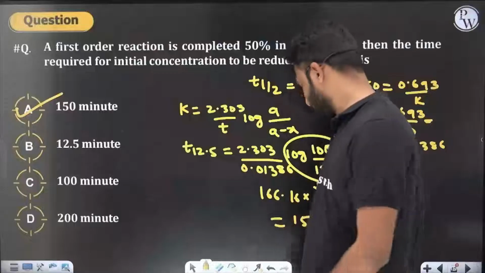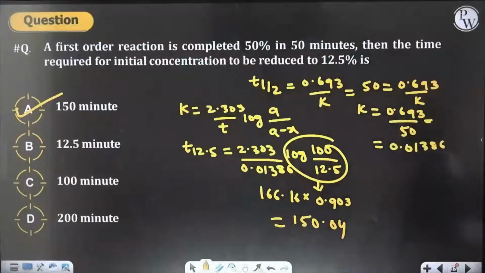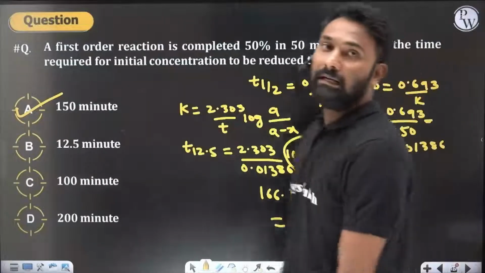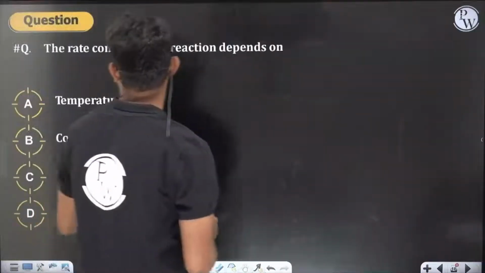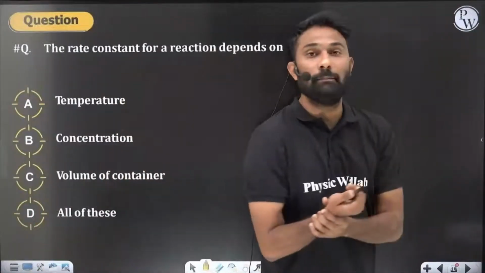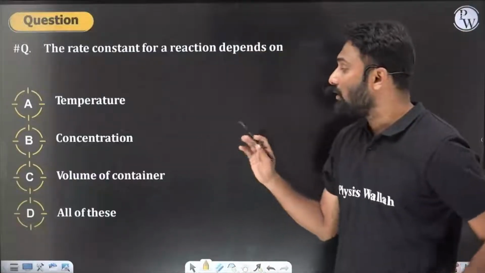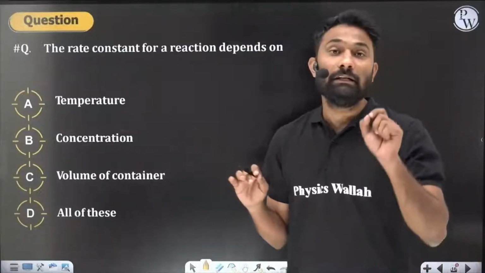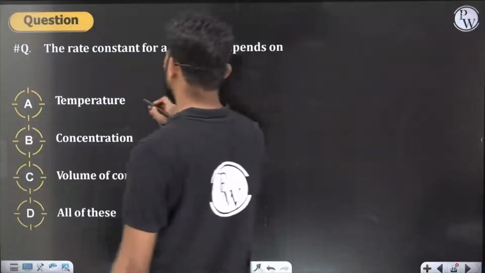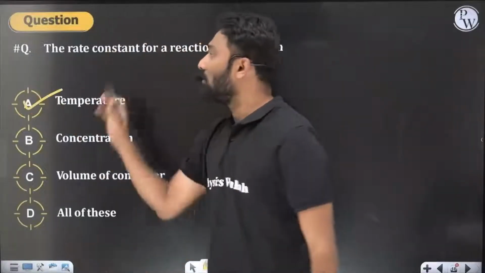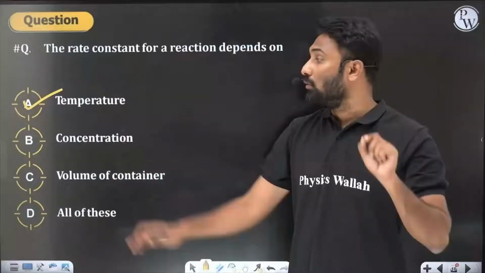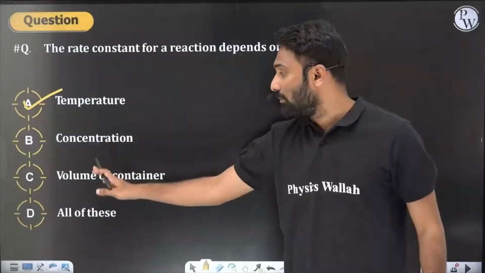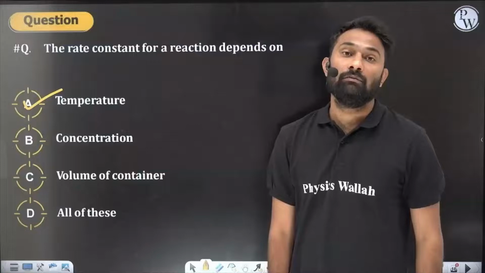Next question we'll see. Next question: the rate constant of the reaction depends upon. Here the rate constant of the reaction will depend upon only temperature. Rate constant of the reaction will depend upon which one? Only on the temperature. It does not depend upon the concentration and the volume of the container. Okay.